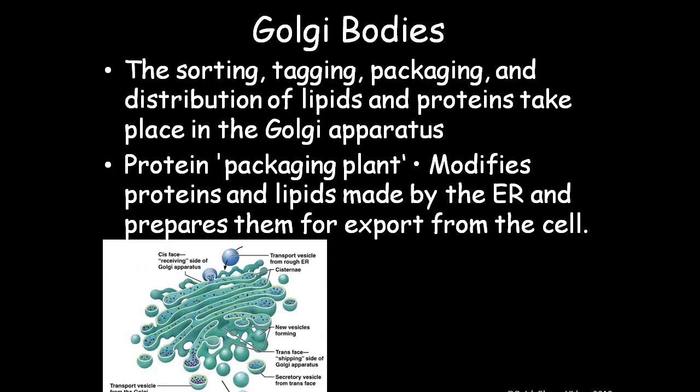Golgi bodies. The sorting, tagging, packing and distribution of lipids and proteins takes place in the Golgi apparatus. The protein packing plant modifies proteins and lipids made by the endoplasmic reticulum and prepares them for export from the cell. Now, if you see here, these are Golgi bodies. Golgi bodies are flattened sac-like structures with curled endings. In plants, they have an additional role in synthesizing polysaccharides.